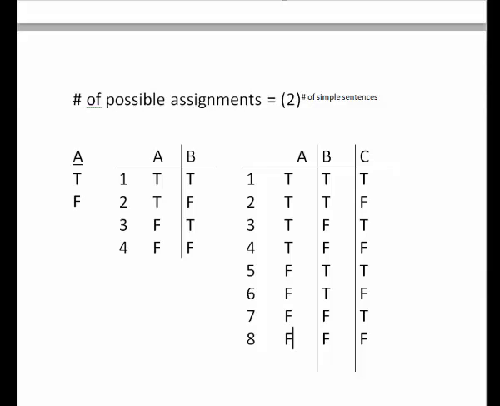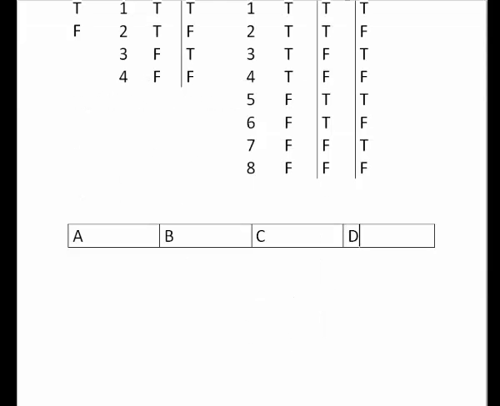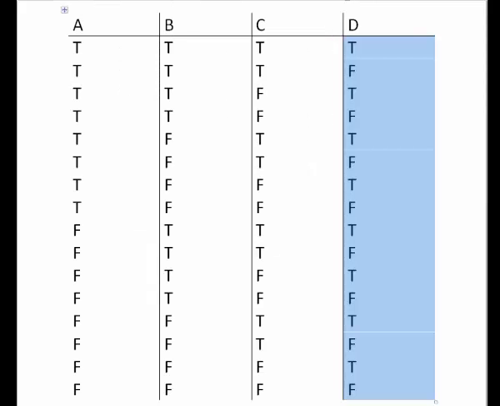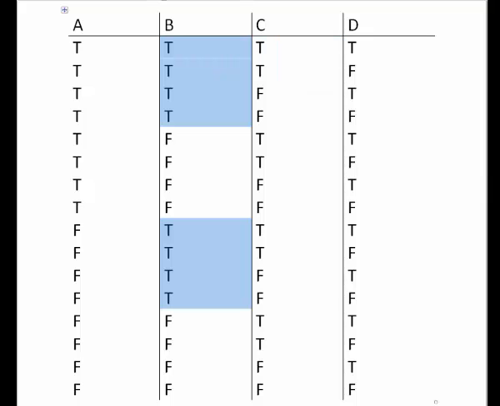And if we're dealing with 4 simple sentences, an A, a B, a C, and a D, then we need to cover 16 possible assignments on a 16-row table. We could alternate on the D, alternate by 2s on the C, alternate by 4s on the B, and when we come to the A, we would alternate by 8s. And 16-line truth tables sure are a lot of fun, aren't they?